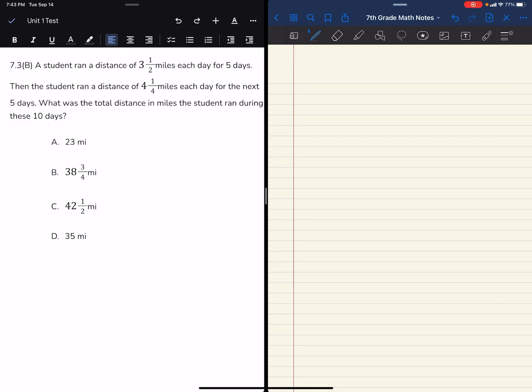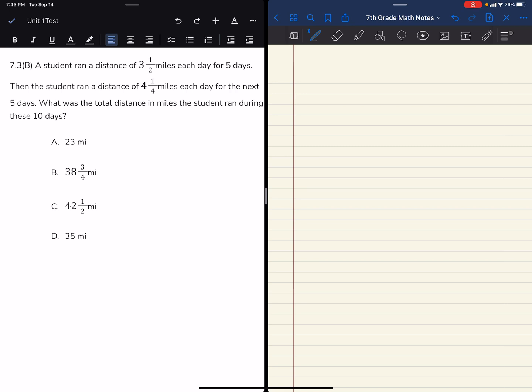Hey, amazing humans, let's go ahead and work out this test question to see why we missed it. We need to learn from our mistakes. So I will read it on the left side of the screen and work it out on the right side of the screen as if I were a kid taking this test.